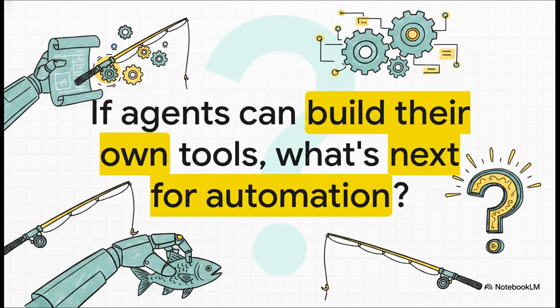And that leaves us with one last really fascinating question to chew on. If an agent can identify a need it has, find a blueprint for a tool online, and then build that tool for itself, what does that mean for the future of automation? We're not just giving them fish anymore. We're giving them the ability to build their own fishing rods. And what happens next? Well, that's anyone's guess.